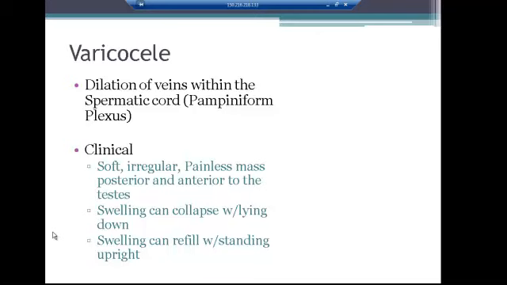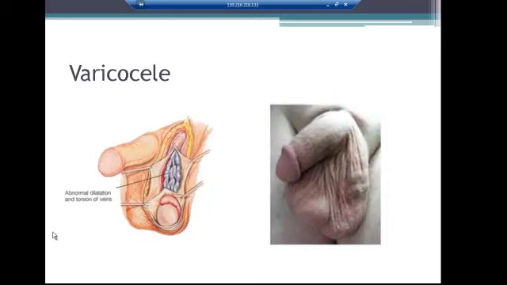So that might be an important part of your physical exam, as the patient may be complaining about it. They may be lying on the table when you see it, and they may not show any actual problem. When they stand, it may come back. These are pictures of that swelling or dilation in those veins. Here's a diagram on the left, and on the right, sometimes you can actually see the problem like you can on that left testicle.